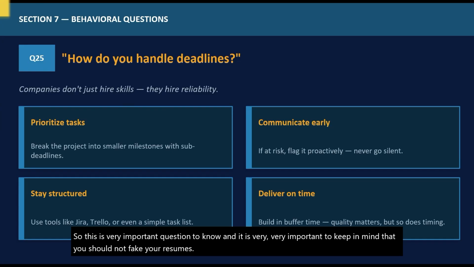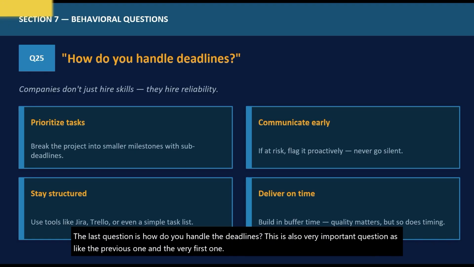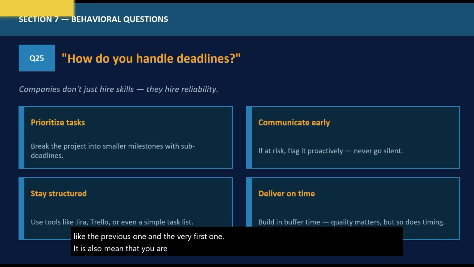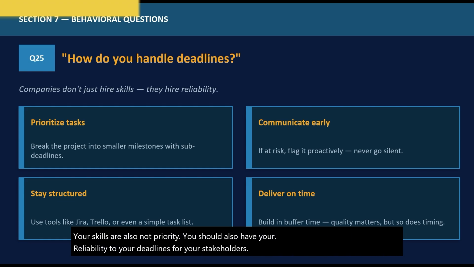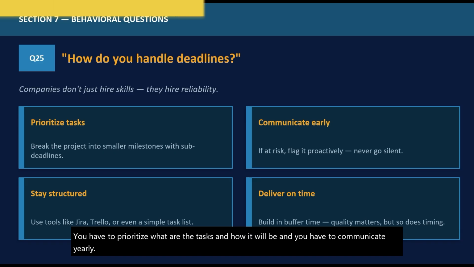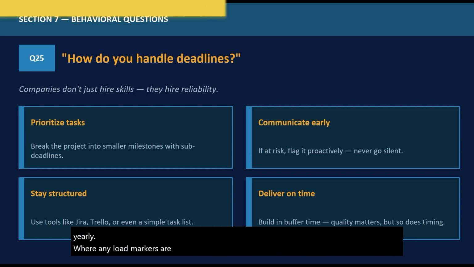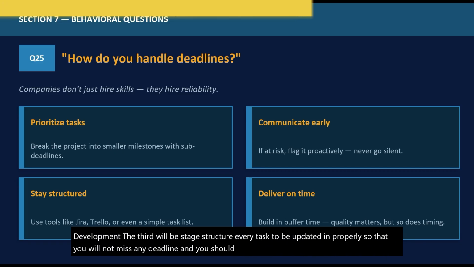The next question is, how do you handle deadlines? This is also a very important question, like the previous one and the very first one. It also means that your skills alone are not the priority. You should also have reliability toward your deadlines for your stakeholders. Ideally, how you handle deadlines is, first, you prioritize the tasks, and second, you communicate early about any blockers or showstoppers that prevent you from proceeding further with your development. The third is to stay structured. Every task should be properly updated so that you will not miss any deadline and you deliver on time, as you committed.